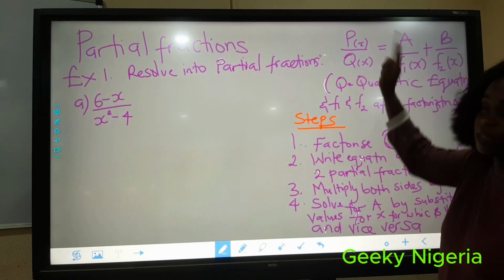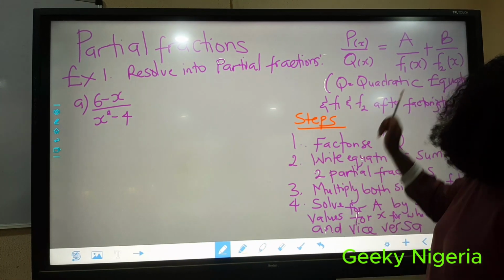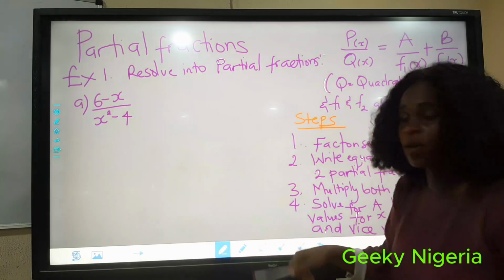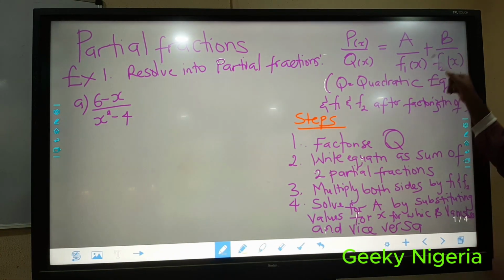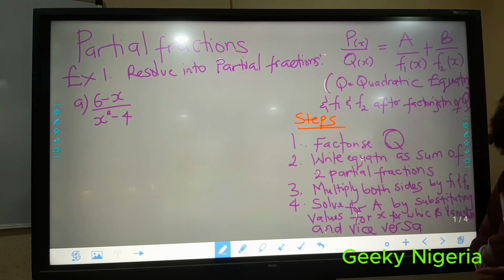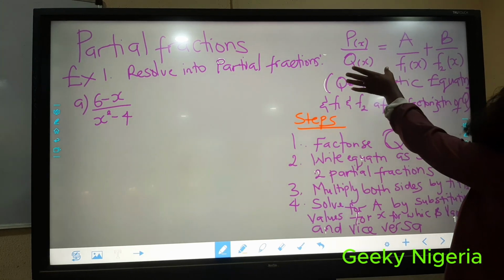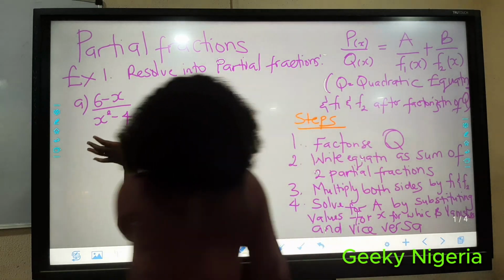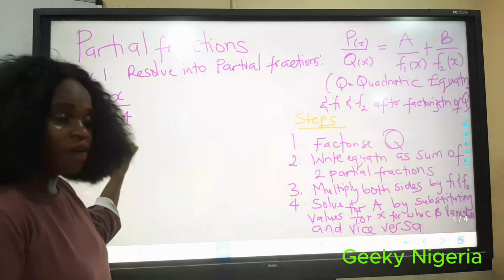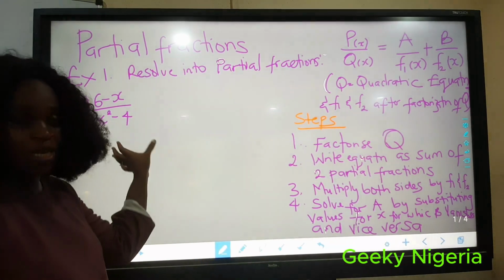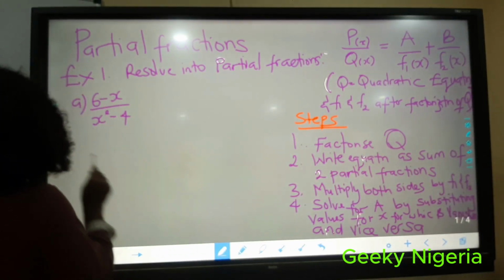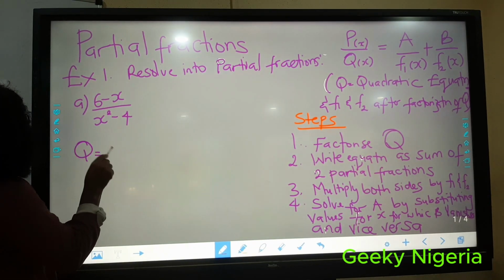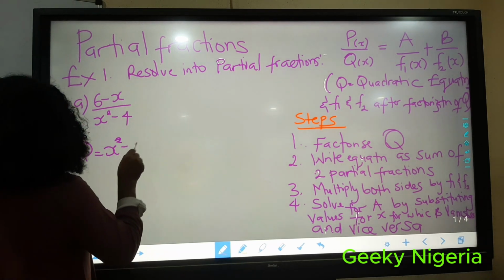If your P is 6 minus x, and your Q is x squared minus 4, you're resolving it to be A over F1 plus B over F2. What this means is, after you have factorized your Q, as I said, let's see what happens when you factorize. You want to factorize Q. Our Q is x squared minus 4.